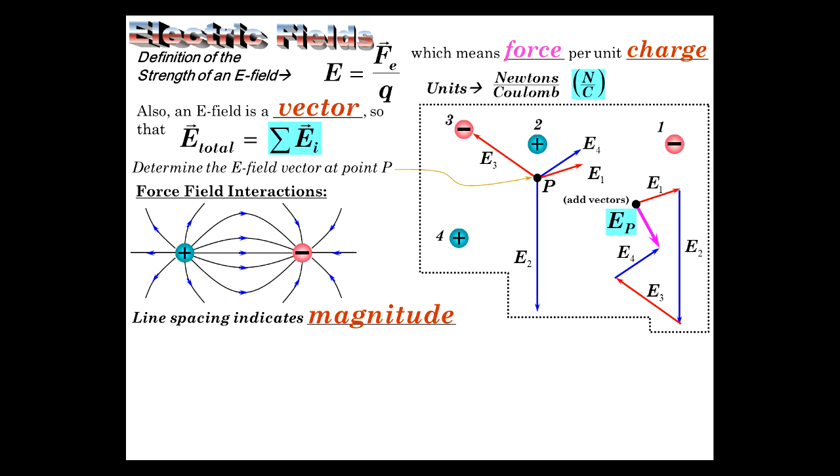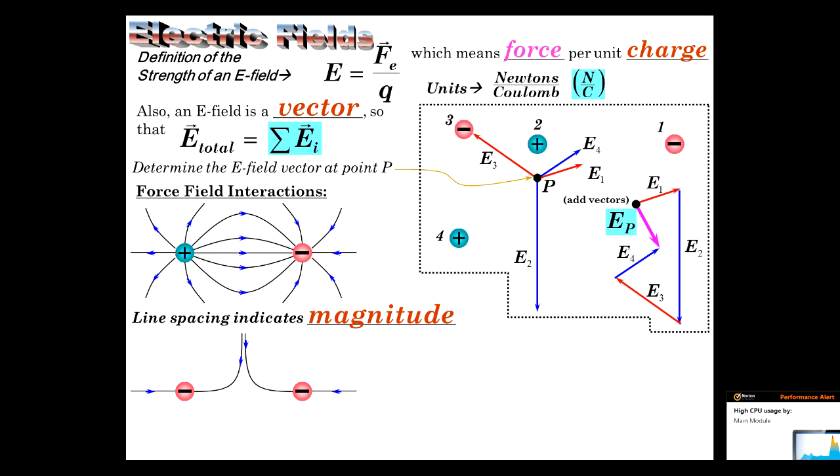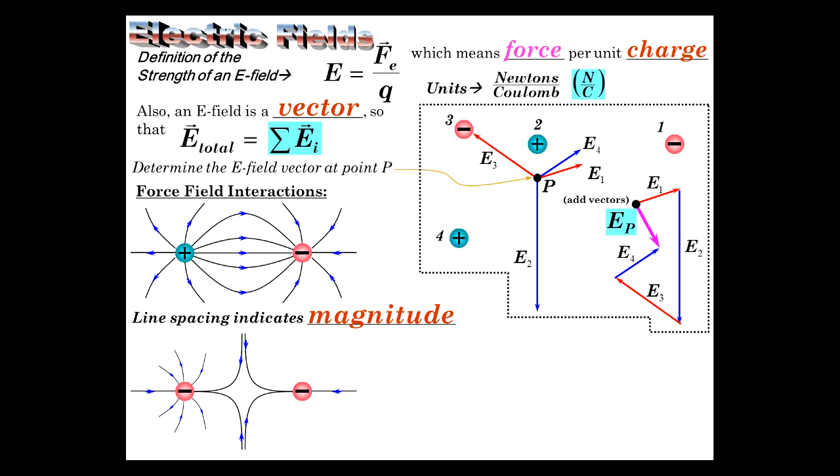There it is. The line spacing between all these visual representations is a measure of the magnitude. So when it's stronger, they're closer together. When it's weaker, they're further apart. So that's what the spacing represents. Now let's look at two similar charges, or the same sign, namely negative in this case. And now we will notice that there is a significantly different look.